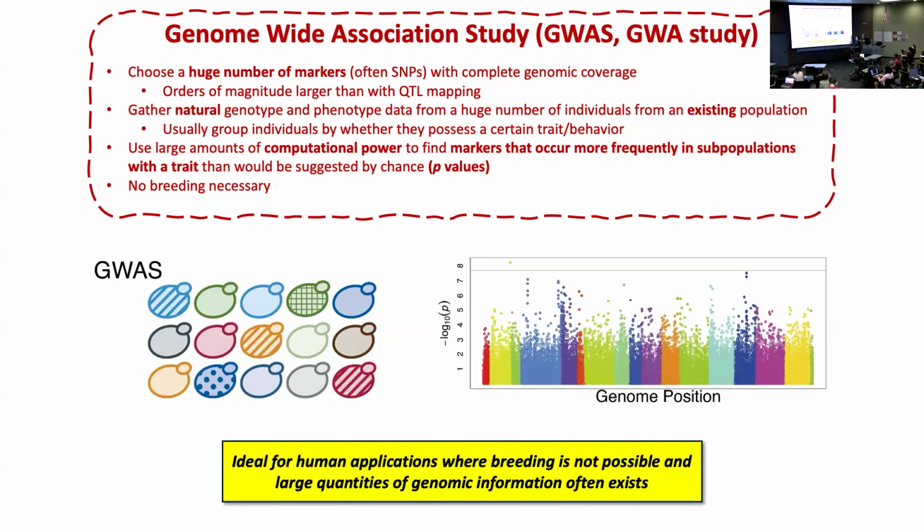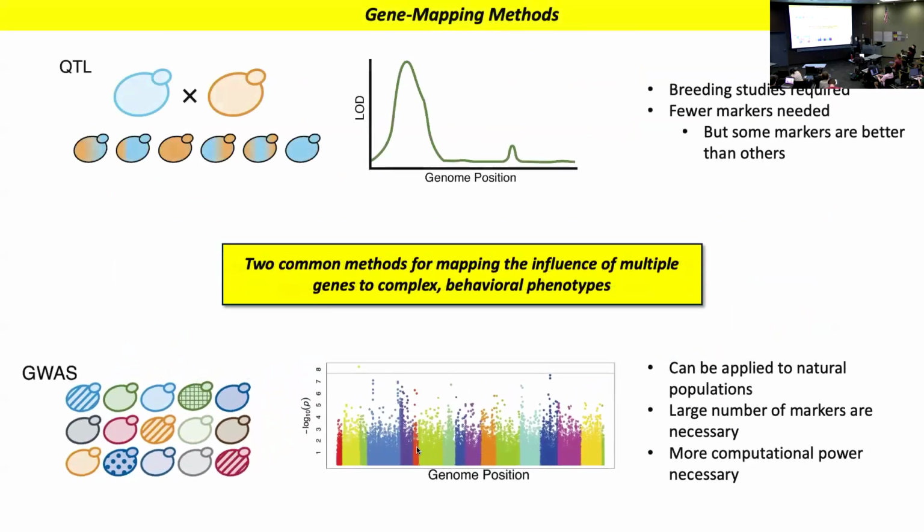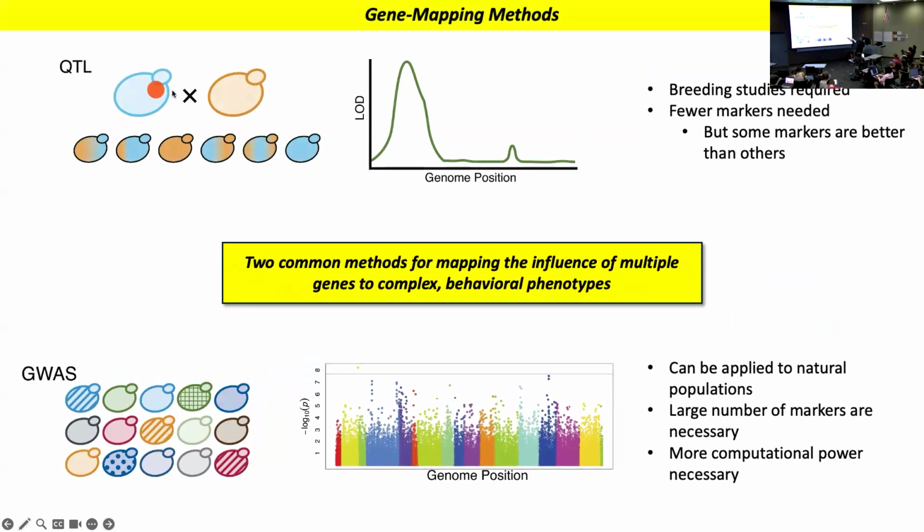So I can put these things together and compare them. With QTL, you don't need as many markers, you don't need as much computational power, but you need breeding to generate the variation. With GWAS, you just take a background population, so it's observational. You don't have to do an experiment. But you need a lot of observational data and a lot of data per individual and a lot of computational power to generate all of these numbers.